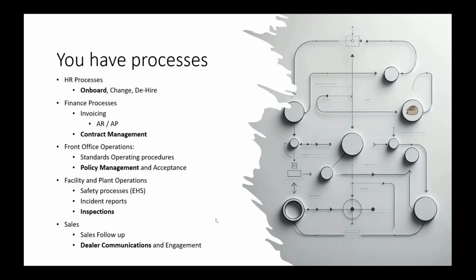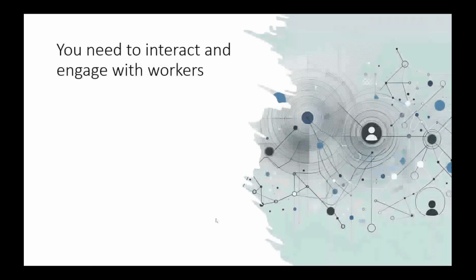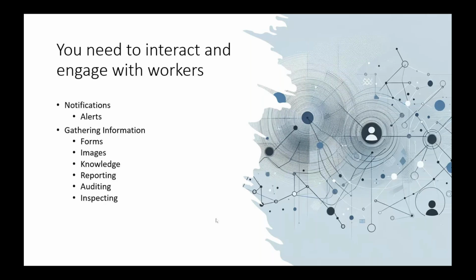So not only do you have processes, but you also need to interact and engage with your workers, with your employees. That might be in the form of, hey, I need to get alerts when certain things happen, or I need to alert people when certain things happen as well. Those are things that could be automated. So start thinking in that frame of mind. And Tavon, tell us a little bit more.